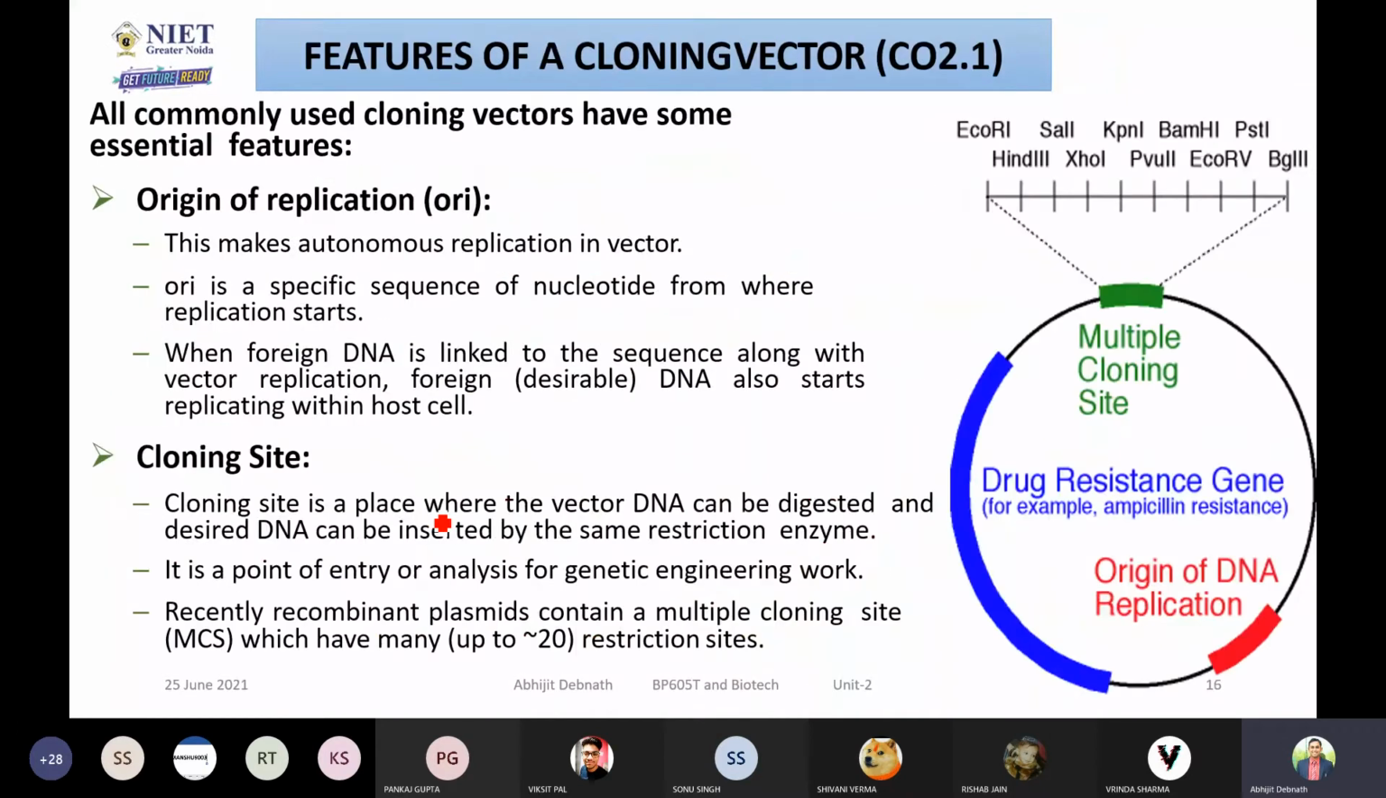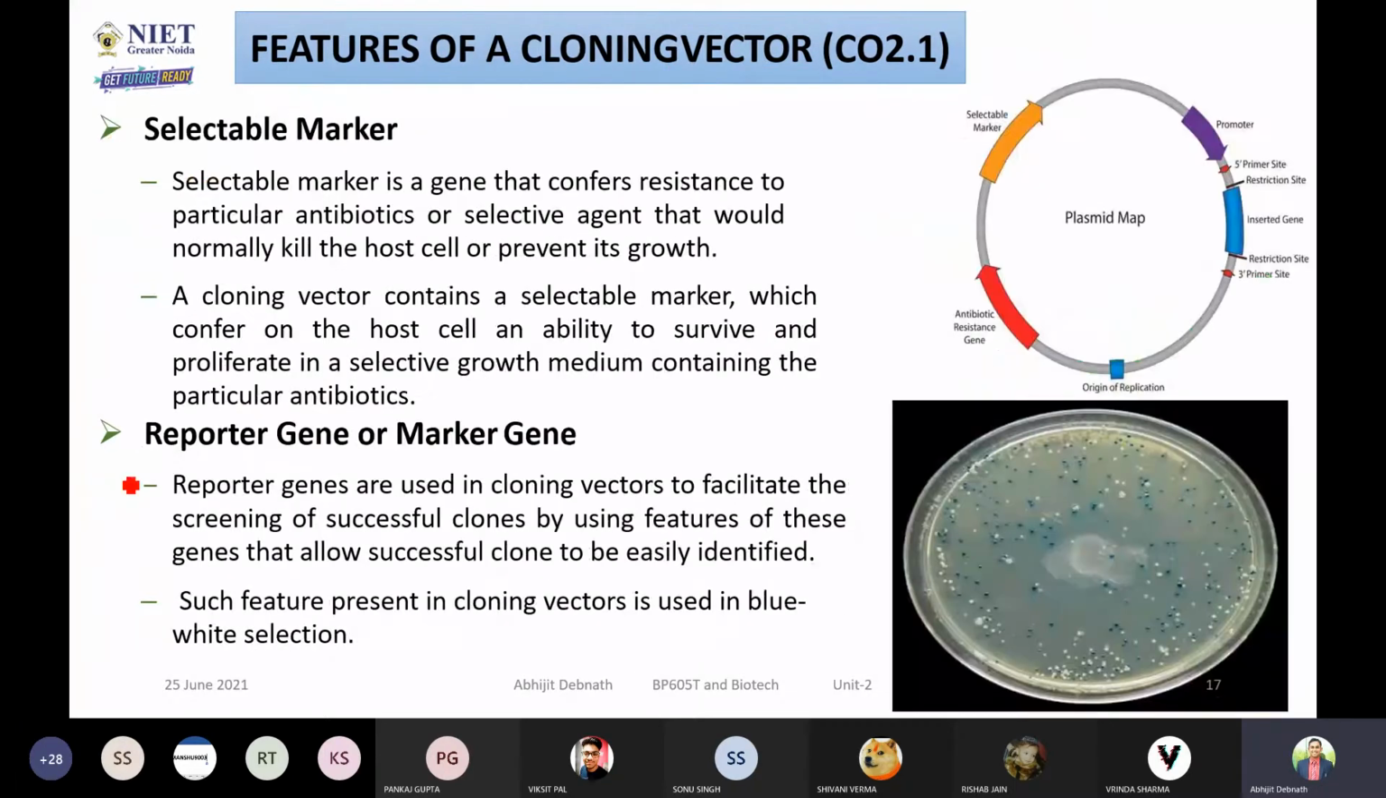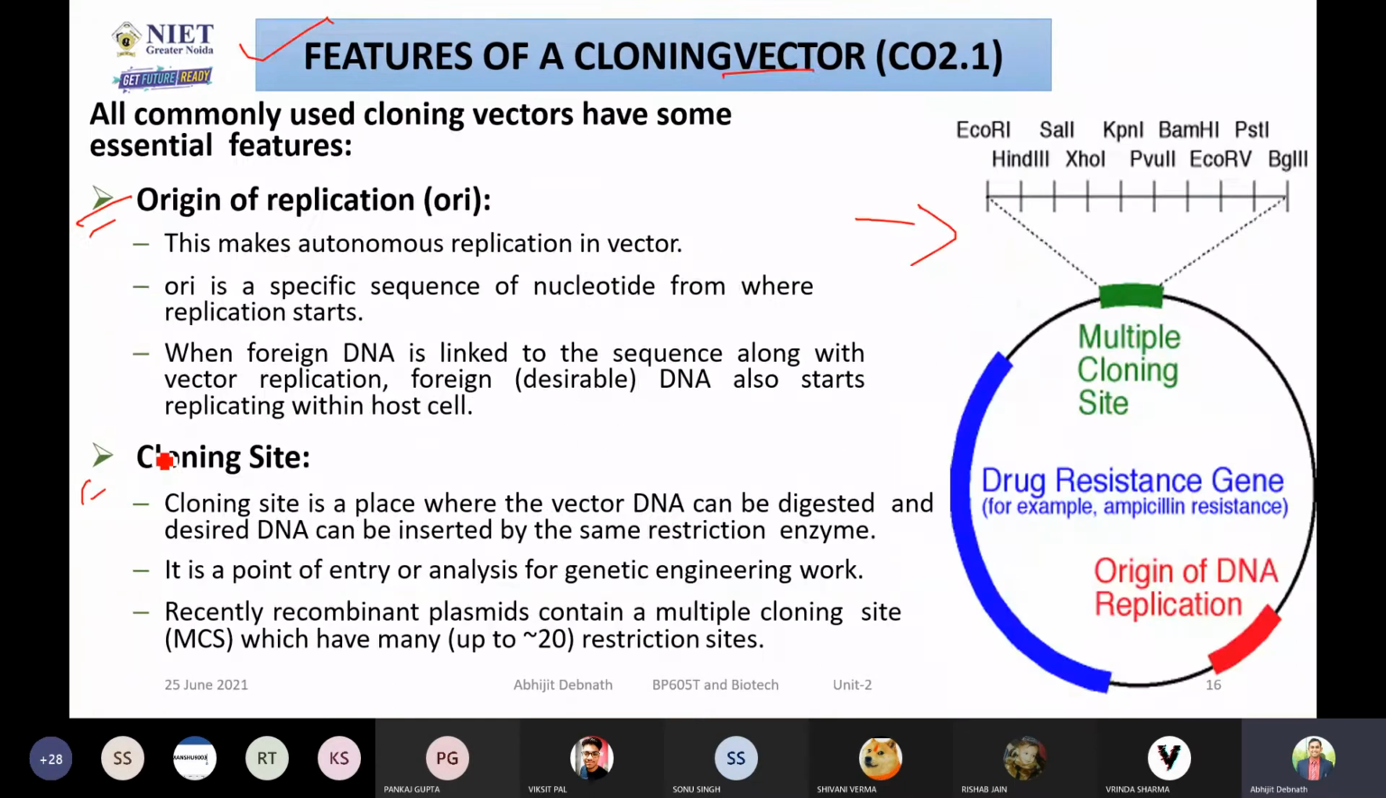Here is a very interesting picture. Now I think you can recall the things you have seen in the previous days. So here you can see this picture, and let me tell you the features of a common cloning vector. What should be the common features? First is the origin of replication, then the cloning site. Then a selective marker and reporter gene or marker gene. These will be the various features.